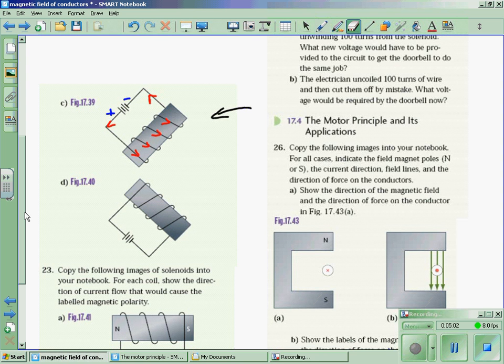Now, here's what we're going to do. This time for right hand rule number 2, you're going to take your right hand and wrap it around the coil so that this time your fingers are going in the direction of current flow through the coil. So if you wrap your fingers around the coil so that your fingers go in the same direction as the current flowing through the coil, you'll notice that your thumb actually points up here.